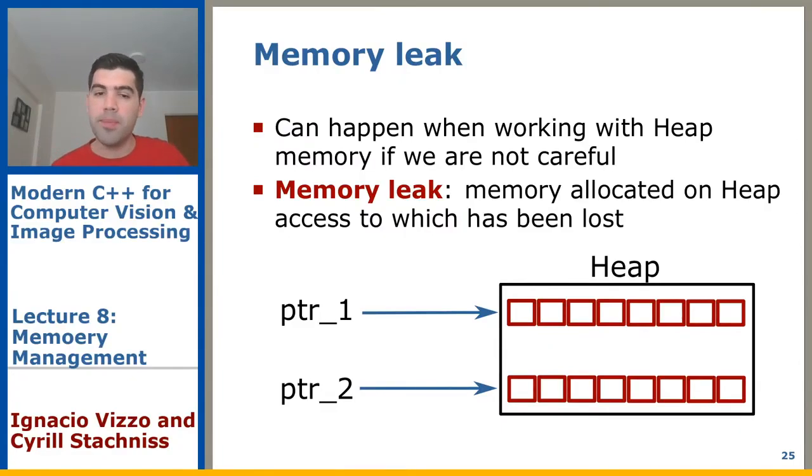So we have a program, and then we have 2 pointers to any type of object, and then we do new and new, right? Whenever we do new, the operating system will go to the heap and allocate memory for us.